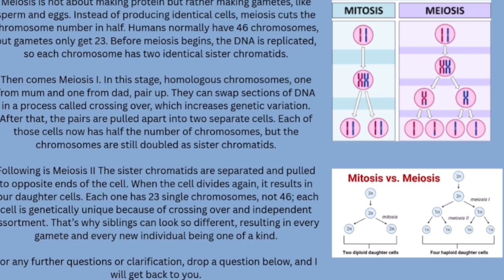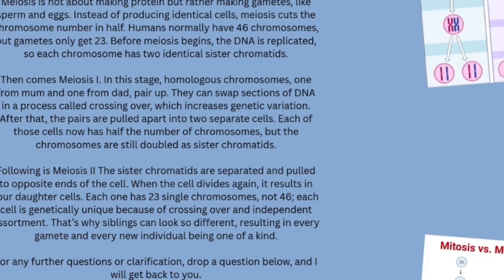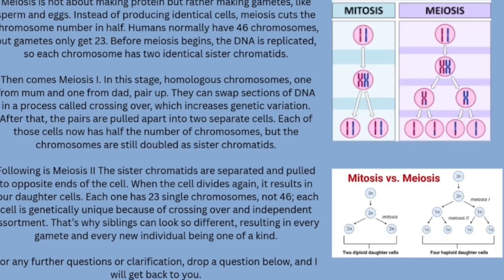Then comes meiosis 1. In this stage, homologous chromosomes, one from mom and one from dad, pair up. They can swap sections of DNA in a process called crossing over, which increases genetic variation. After that, the pairs are pulled apart into 2 separate cells. Each of those cells now has half the number of chromosomes, but the chromosomes are still doubled as sister chromatids.